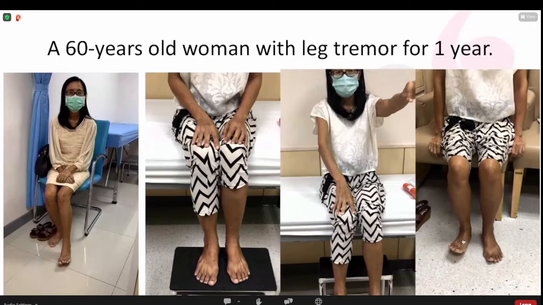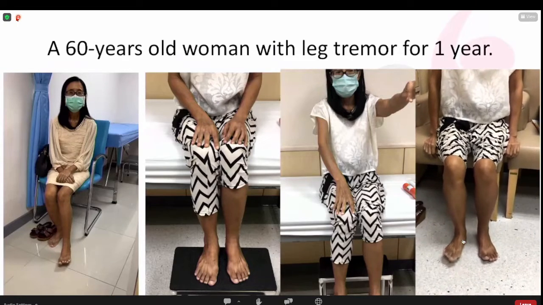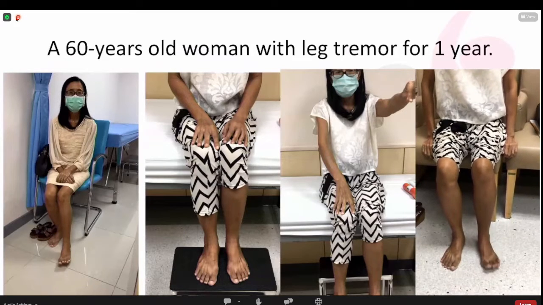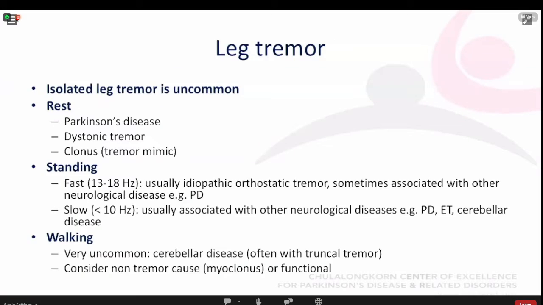Apart from the bradykinesia, she also has rigidity on the left side. So I tried levodopa in this patient, and she responded with maybe 50% clinical improvement. So let's move to the leg tremor.